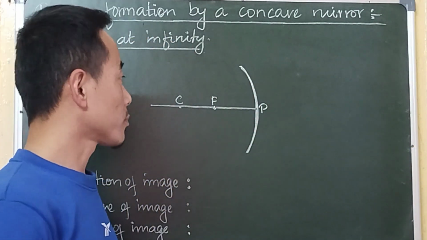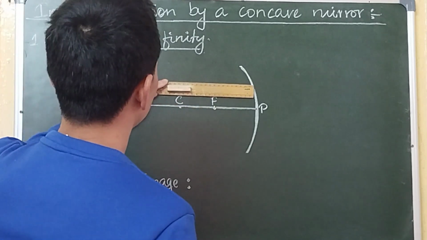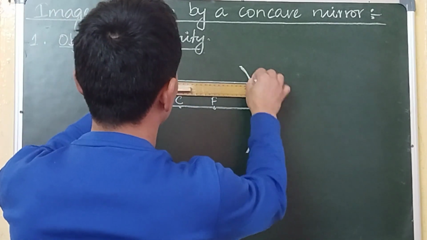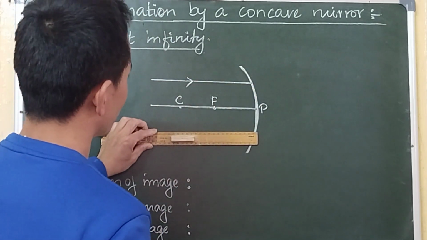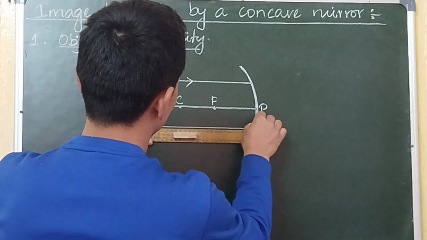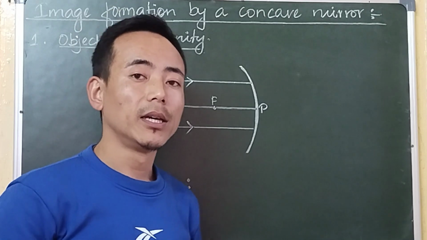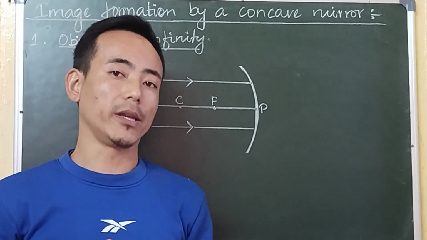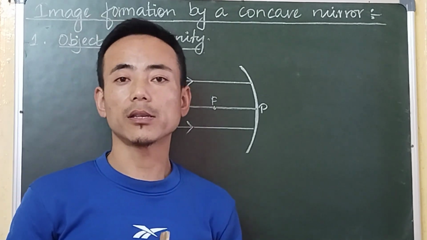Since the object is at infinity, we will take the incident rays parallel to the principal axis. This is the first incident ray, which is parallel to the principal axis, and we are taking a second ray that is also parallel with the principal axis. Why are we taking 2 incident rays? Simply because in order to form the image, we need 2 rays where they will intersect. At that point the image is formed.